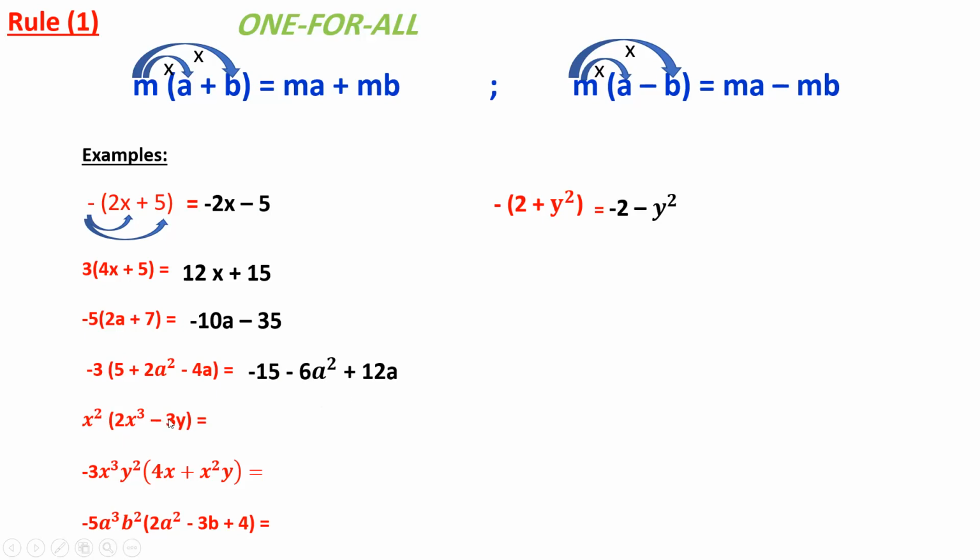Now positive times negative is negative. 1 times 3 is 3. x squared times y, because we are multiplying different variables, so we keep them: x squared y.